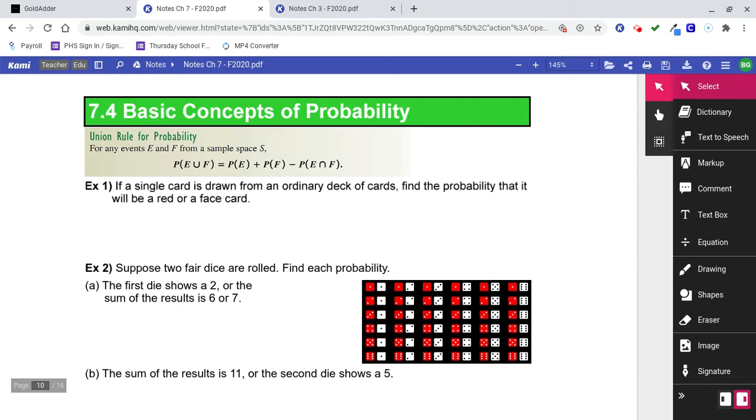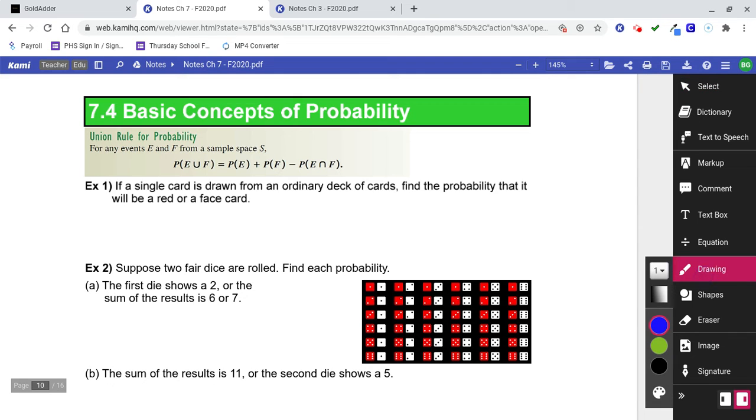7.4, basic concepts of probability. We start with the union rule for probability, and that should look familiar. We had the exact same rule for the number of elements in a set, but I remember it as double equals single plus single minus the other double. But that P just stands for probability.